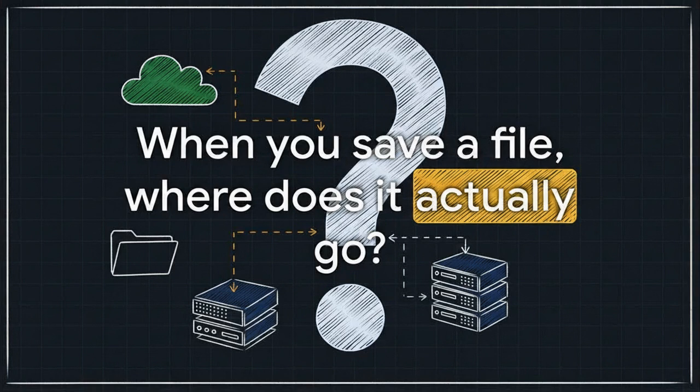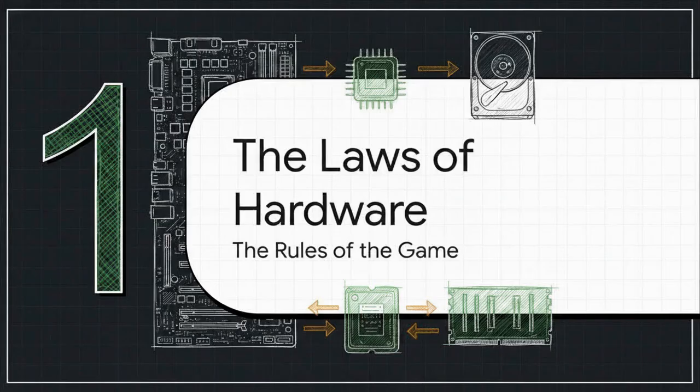We like to think of our data living in the cloud or in a folder on our desktop, but that's just a nice abstraction. The truth is, data has a physical home, and that home has some very strict rules. Right, so that physical world is governed by what we can call the laws of hardware. If you really want to understand why databases work the way they do, you first have to understand the actual physical metal they run on.